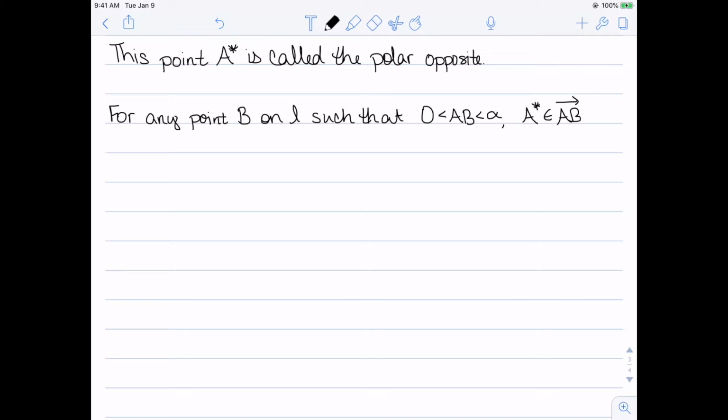In particular, if A is going to be my origin or my endpoint, A star will be the terminal point of this ray. This then gives us that for any point B, we have the betweenness relation A, B, A star. So every point B is going to be between A and A star. And once again, this is only for the case where alpha is less than infinity, for us the spherical case.